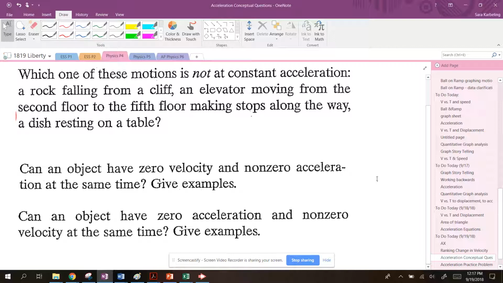Question: is the rock at maximum velocity already, or is it just being dropped? Good question. Good question. Looking for the pieces there, right? Let's talk about it. Let's talk as a group here.